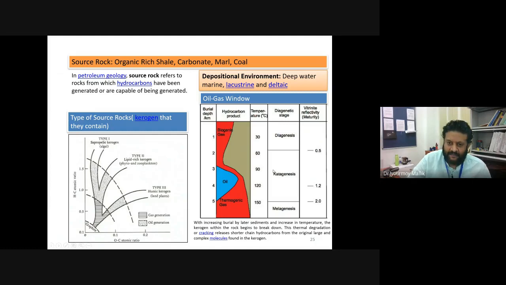Now, from 60 degrees to 150 degrees centigrade, the rock formation process is called catagenesis. In that time, we start seeing the development of both oil and gas. More particularly, from 90 degrees centigrade to around 150 degrees centigrade, we see the development of oil. At around 120 degrees centigrade, we see what is called the oil peak. This temperature is called an oil peak, and this is the time when oil generation is maximum.